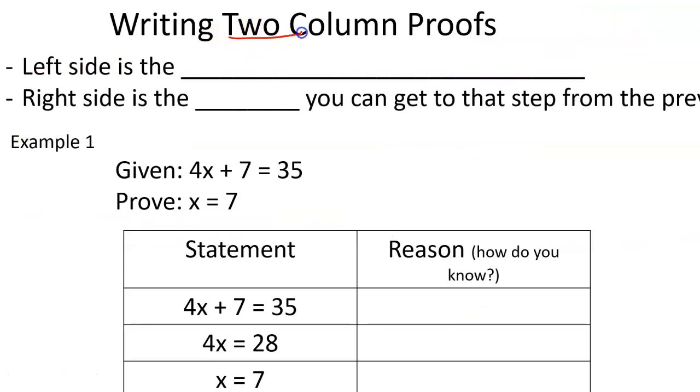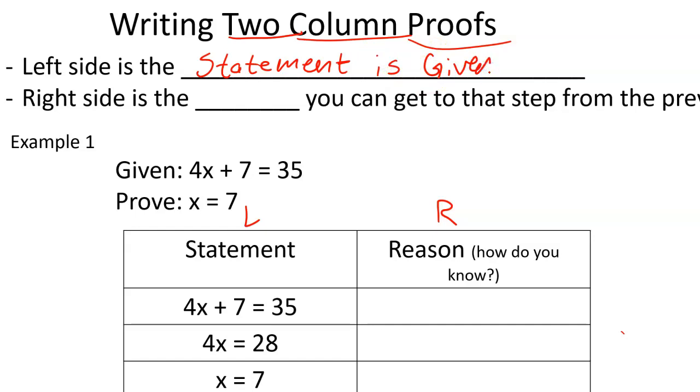A lot of this chapter deals with what we call two-column proofs. Now, this is the left side, and that's the right. The left side is the statement, the statement that is given. And then the right side is the reason, and a lot of times it's the property. It's the property that we can use in order to go from, say, this down to this, okay?